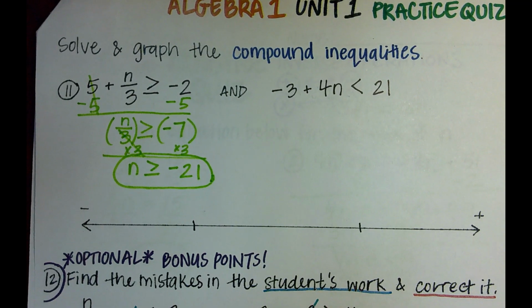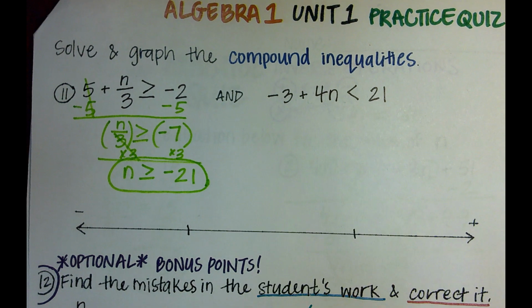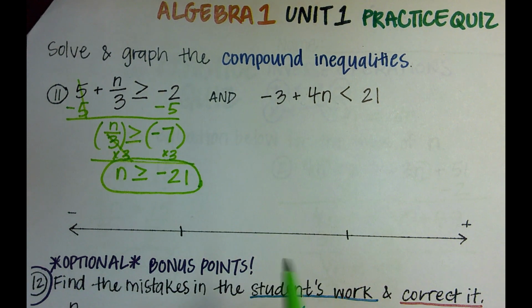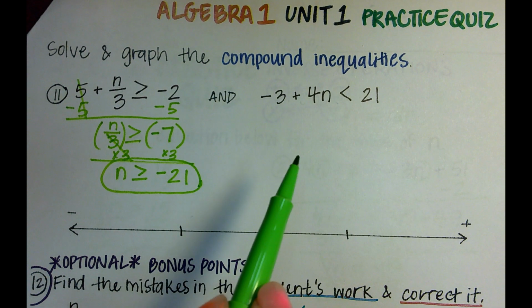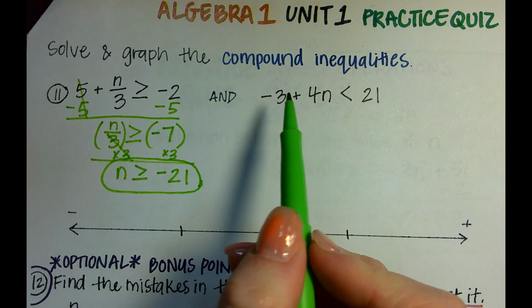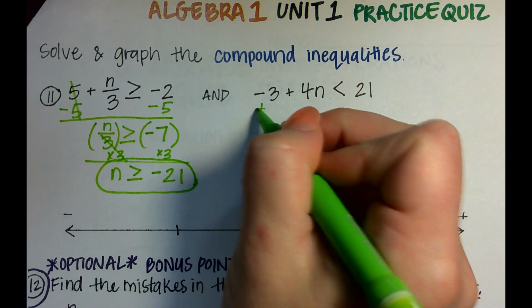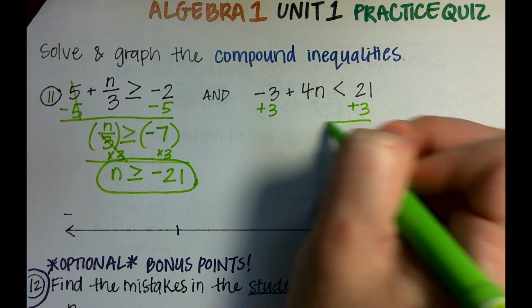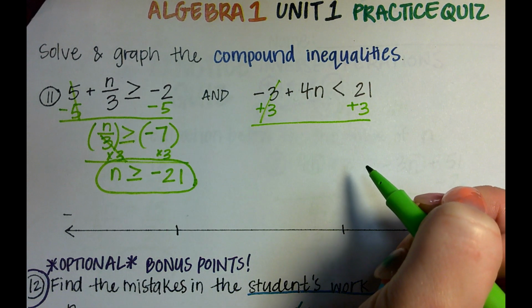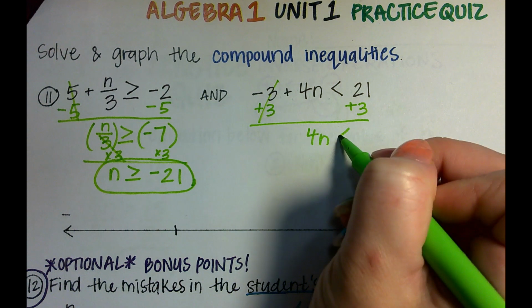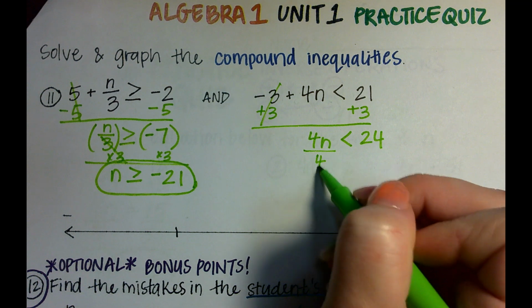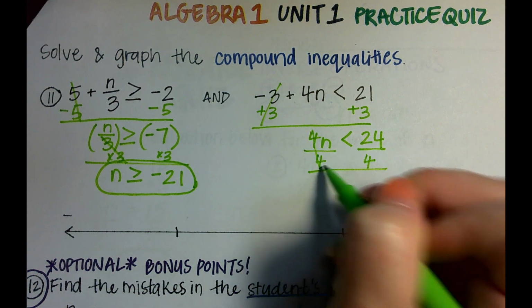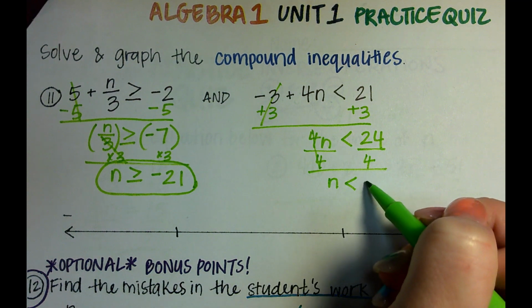So we've done the first one. Let's wait, just in case. This probably will be the number that comes first. But we want to make sure that we don't get an even smaller negative number. You never know. So let's add 3 to both sides. Perfect. 4n is less than 24. Good. We'll divide by 4. N is less than 6.